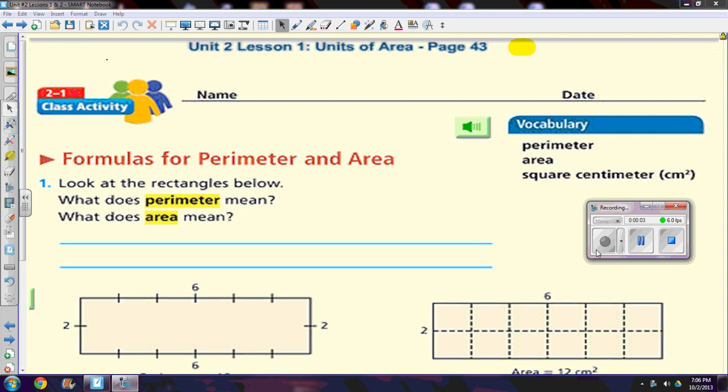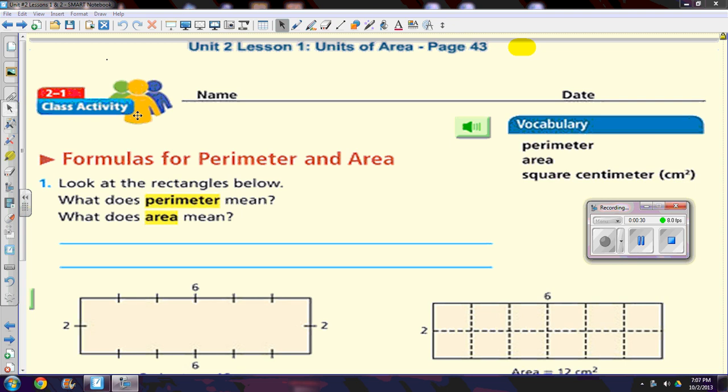Well, welcome back. We are starting Unit 2, Lesson 1, Units of Area, page 43 in your textbook. We'll have a couple definitions here in just a few minutes. But on page 43, it says formulas for perimeter and area. Look at the rectangles below. What does the perimeter mean? What does the area mean?